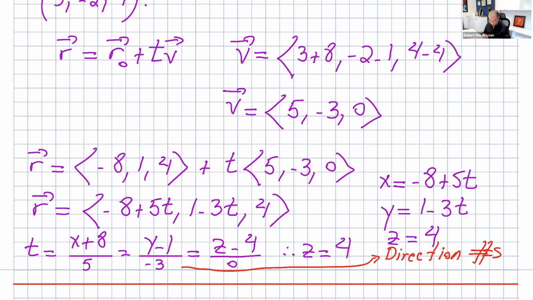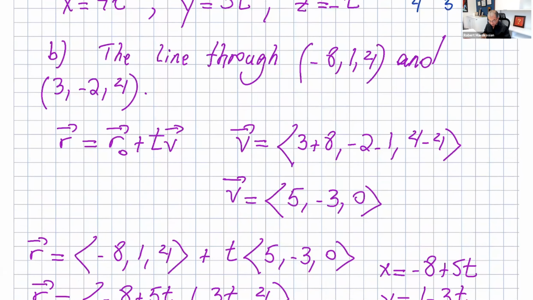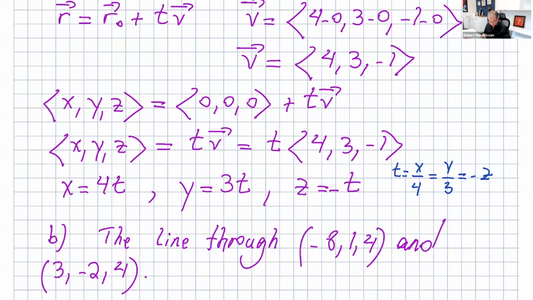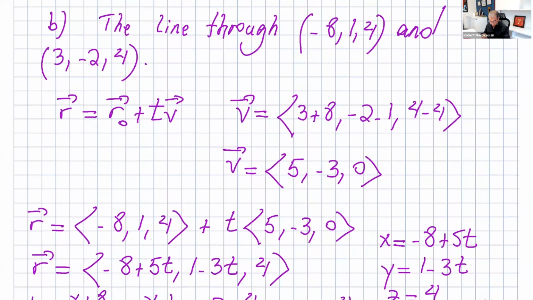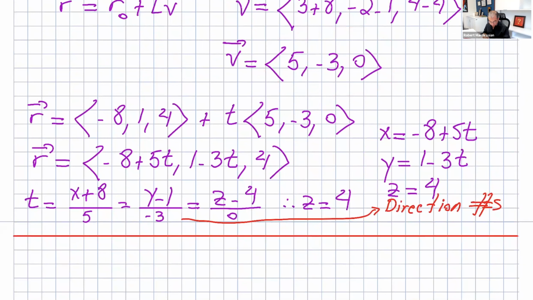Then you can write r using a point on the line; it doesn't matter which one you pick. Here I picked the first one, so it's negative 8, 1, 4 plus t times v, and we have v here. Now I think you know what to do, so r can be written as negative 8 plus 5t, 1 minus 3t, and 4. So the x component is negative 8 plus 5t, y equals 1 minus 3t, and z equals 4.